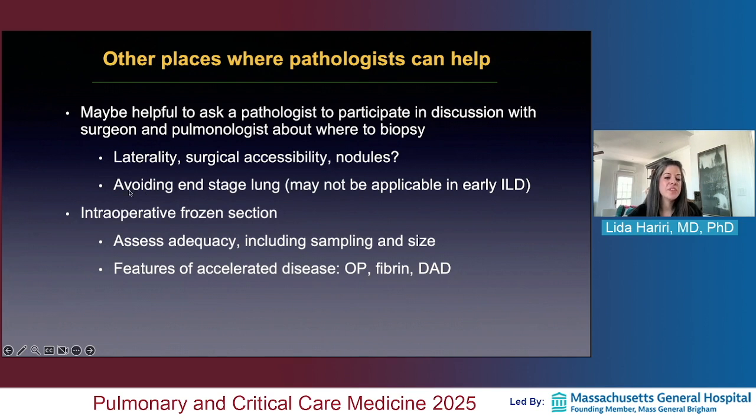Especially, the issue of avoiding end-stage lung used to be a big bugaboo for a lot of us, because there was a lot of biopsy of just entirely end-stage lung. I will say that's not very applicable, and in some instances may be the wrong advice to give the surgeon, because if they avoid the area of the worst disease in a patient who has early ILD, they may accidentally introduce sampling error by not getting the area that shows the most abnormality. So again, it's important to have that conversation together with the surgeon and the pathologist when there are questions about that.